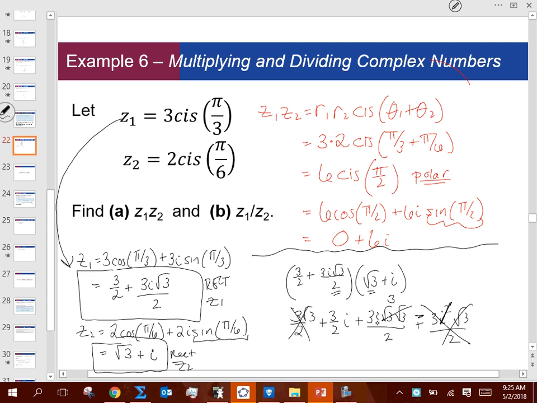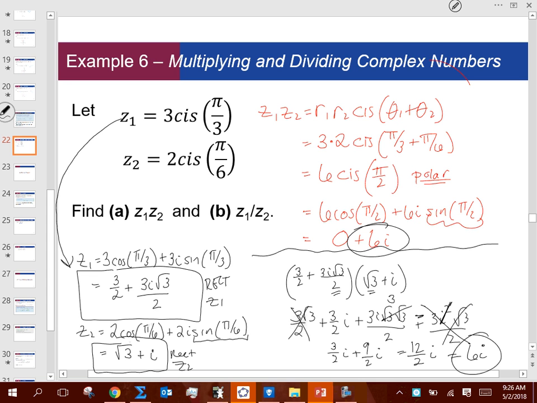Okay, so now up top, I get 9i over 2, right? So we have 3/2 i plus 9/2 i. What's 9 plus 3? 12. Right, 12i over 2, which is 6i, right? Is that the same thing we found right there?